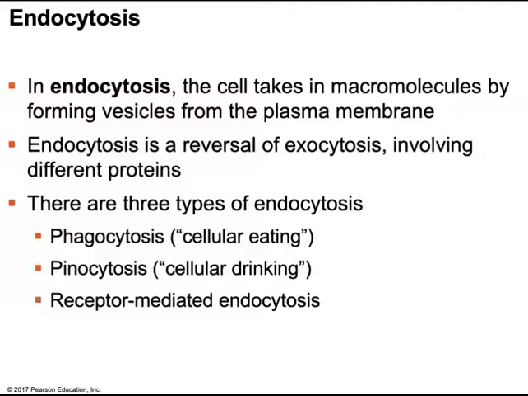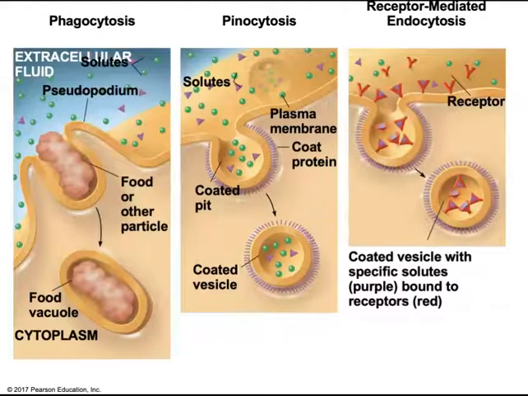There are three types of endocytosis. We have phagocytosis, which is cellular eating, pinocytosis, which is cellular drinking, and receptor-mediated endocytosis. And again, if you look at the root word, endocytosis, endo means inward, and cyto means of the cell. Pictured here are the three types of endocytosis. Remember, in endocytosis, the cell is bringing material into the cell.